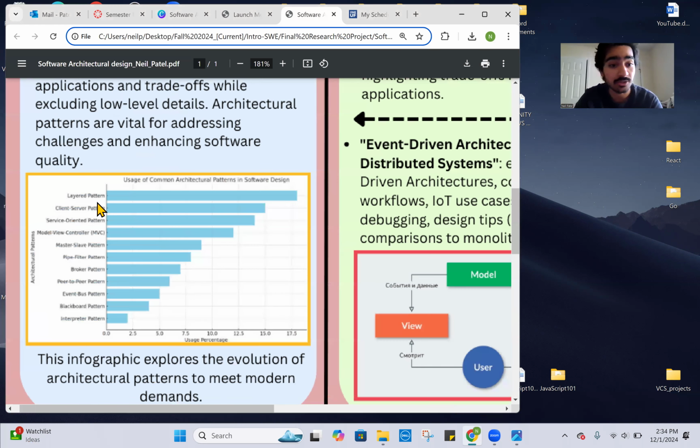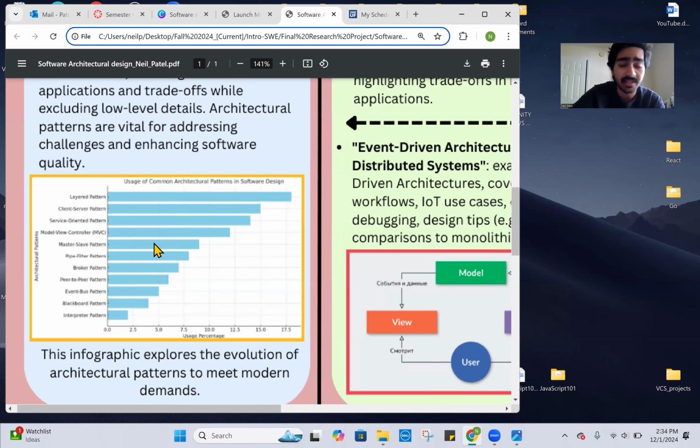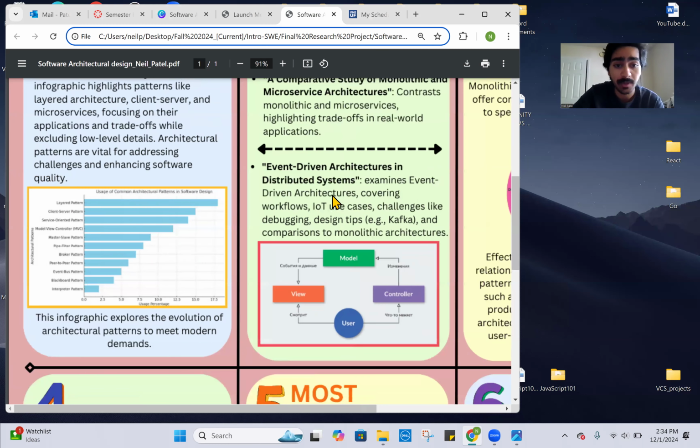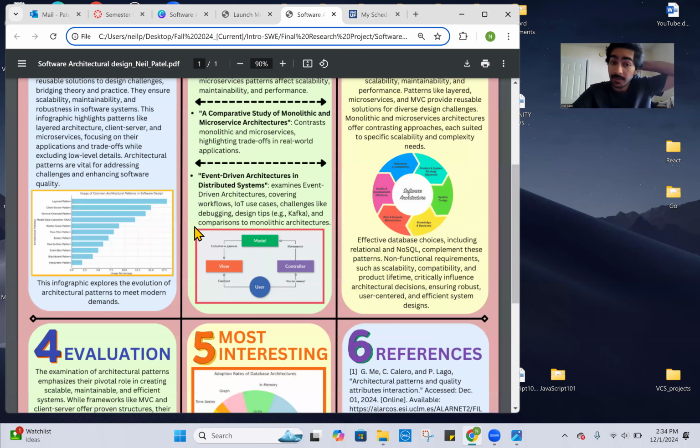The current patterns that are being used a lot, by a percentage of 17.5%, is layered patterns. And then we could see another common pattern was the model view controller pattern in development, which is around 11%, right? And so in the past decade, when it comes to computer science and software engineering, these patterns have really changed. And it's very good to look at and evaluate why one is better than the other. And so in this infographic, we will explore the evolutions of the patterns that have emerged in the past.